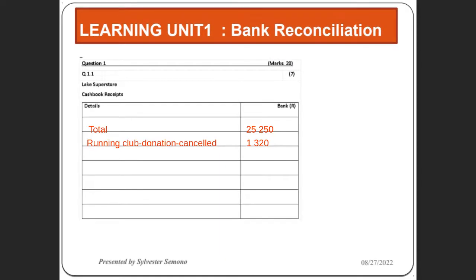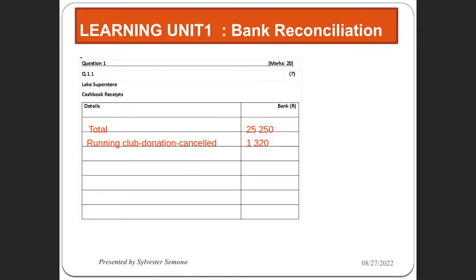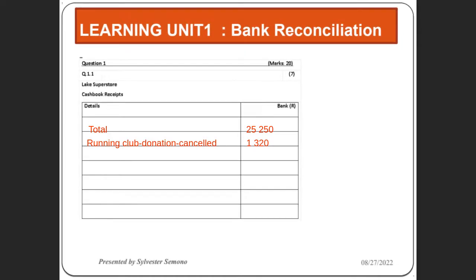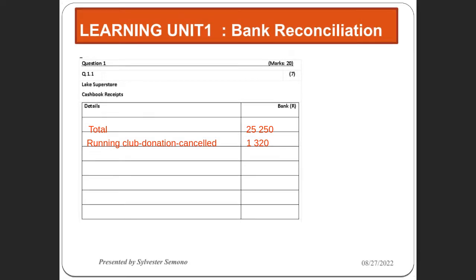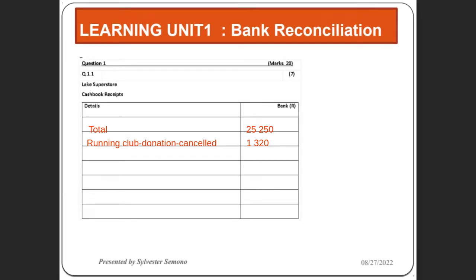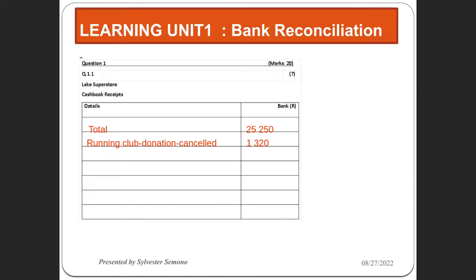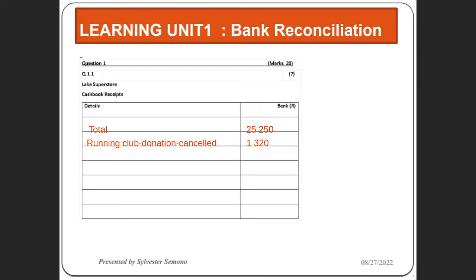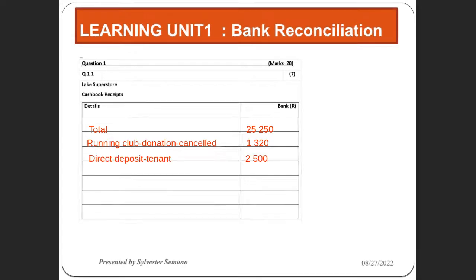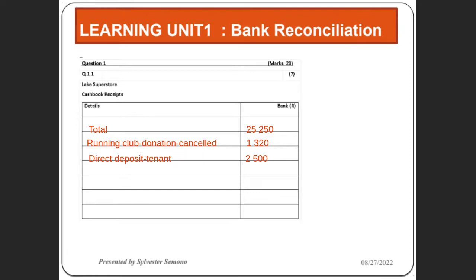So I'm going to just write, do we know the name of the guy? I'm just going to write direct deposit. And I'm just going to write tenant. How much was it? 2,500. That's how I'm going to write it. You see? Are you okay so far? Yes, sir.